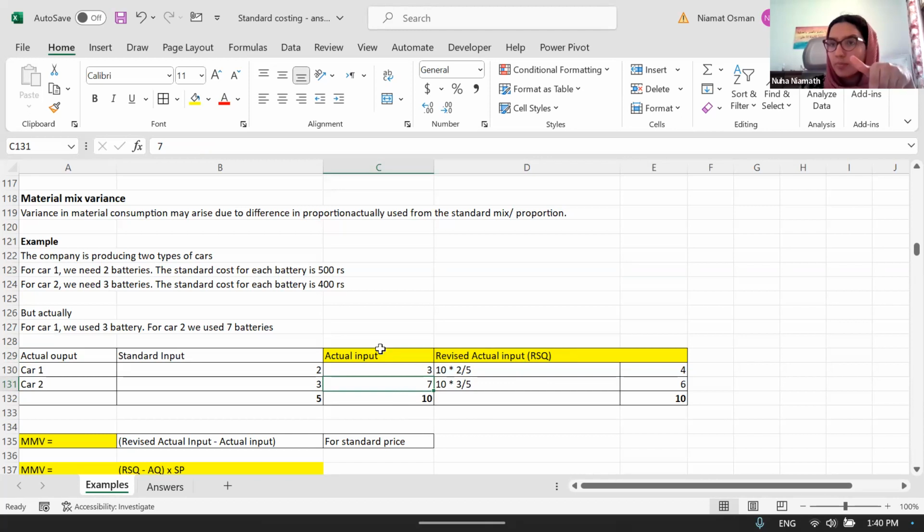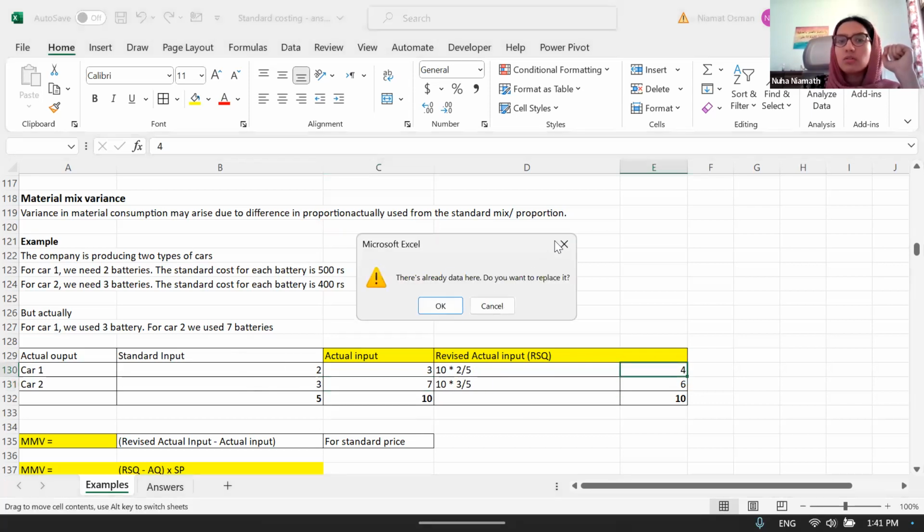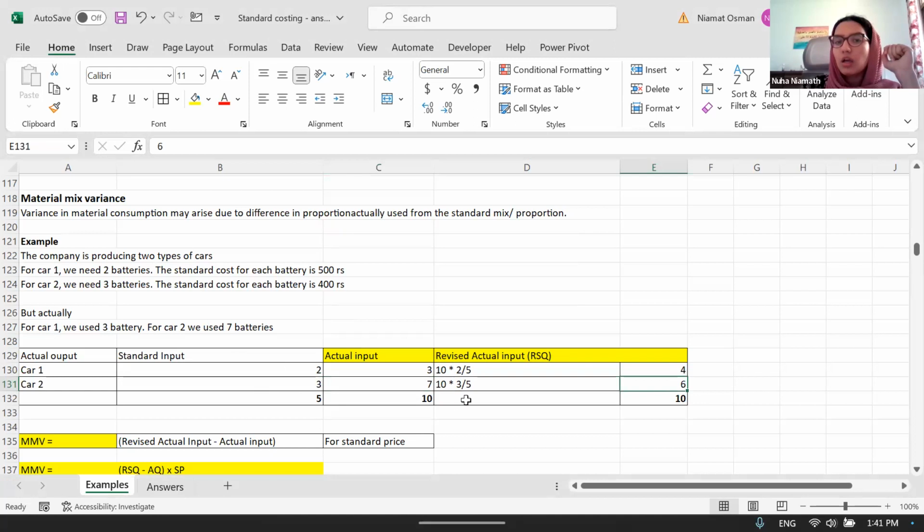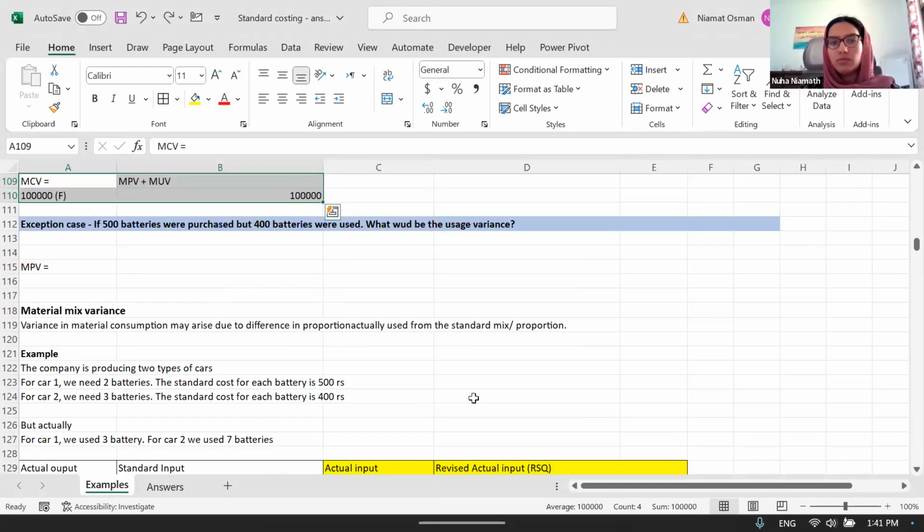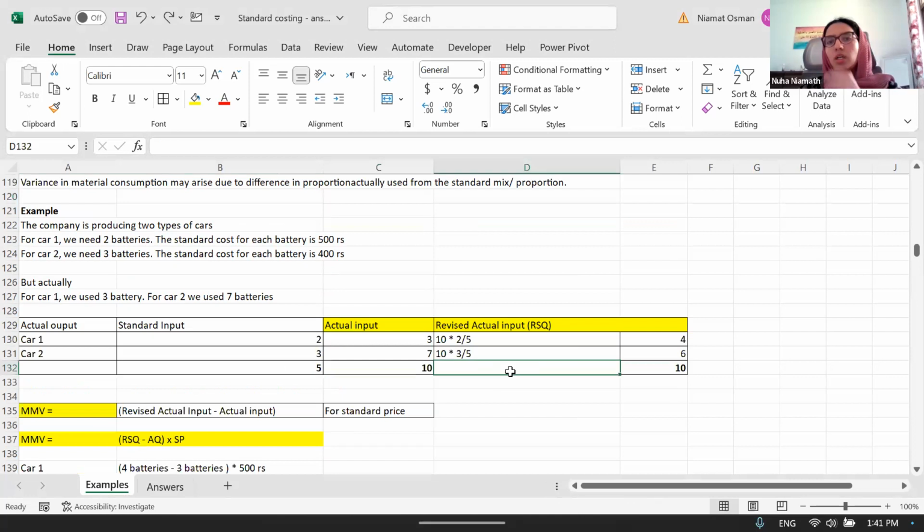Whatever the actual input is, we will tweak the proportion to the standard proportion. The standard proportion is what? 2 by 5 and 3 by 5, correct? Now this total of 10 which we have actually used, we will make it in the proportion of 2 by 5 and 3 by 5, and we'll calculate a revised actual input. This is called my RSQ. So 10 into 2 by 5 is giving me 4, and 10 into 3 by 5 is giving me 6.